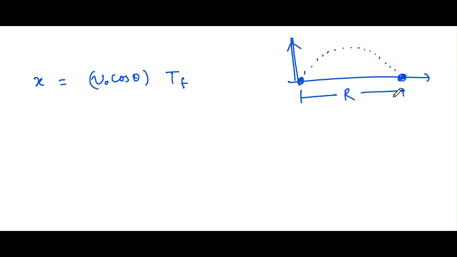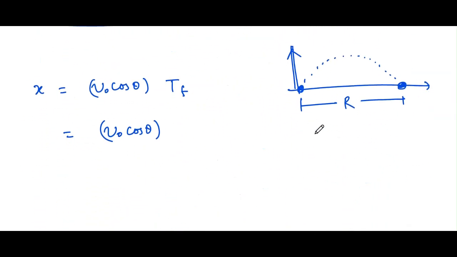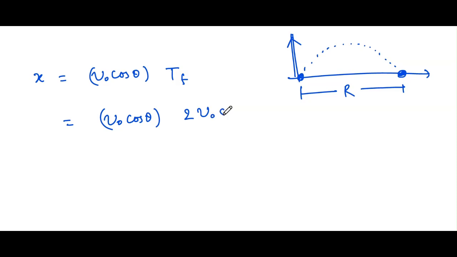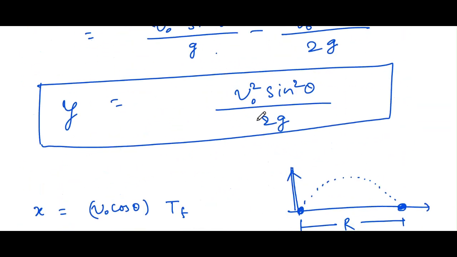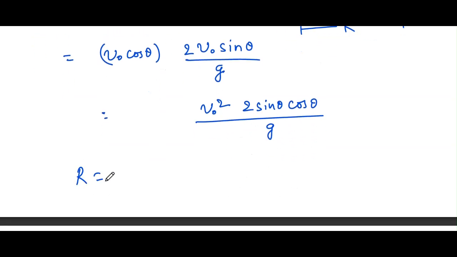So this is the range, and now we have already found this. So v naught cos theta into time of flight, and we have derived the expression for time of flight. This is 2 v naught sin theta by g. So now we can write v naught square, and there will be 2 sin theta into cos theta divided by g, and then we can write range equals v naught square, and 2 sin theta cos theta is sin 2 theta, divided by g.